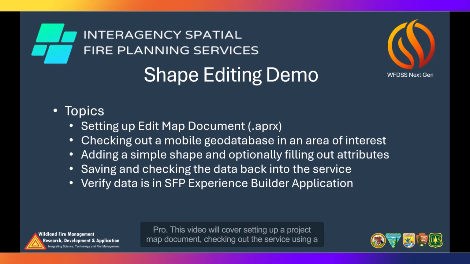This video will cover setting up a project map document, checking out the service using a mobile geodatabase, adding a simple shape, and optionally filling out the attributes and saving or checking the data back in to the Spatial Fire Planning Service. Then we will verify in the Read-Only tab of the Spatial Fire Planning Experience Builder application that the data is indeed checked in. Other videos in the series will cover the approval of a shape and updating attributes for a shape within the Spatial Fire Planning Experience Builder application.